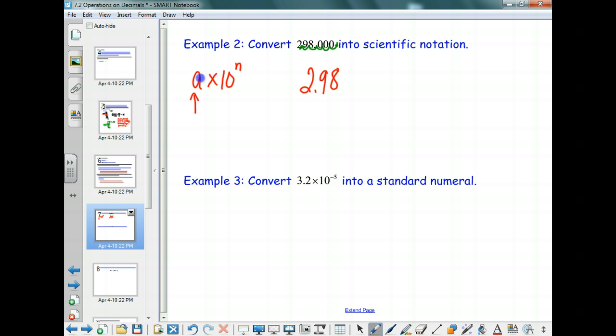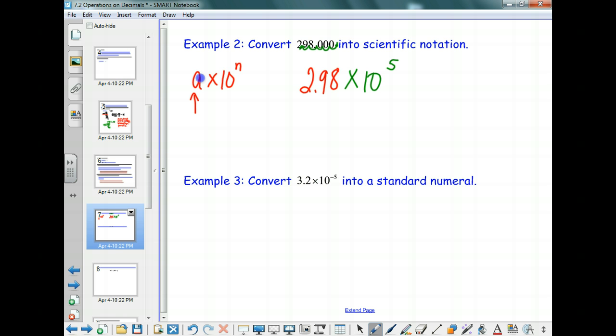So this will be times 10 to the 5th or negative 5th. It is the 5th. Why? It's not getting bigger, getting smaller. The original number I had was a big number. It was never bigger than 10, right? So the exponent is a positive exponent. Everybody with me? Large number, positive exponent.